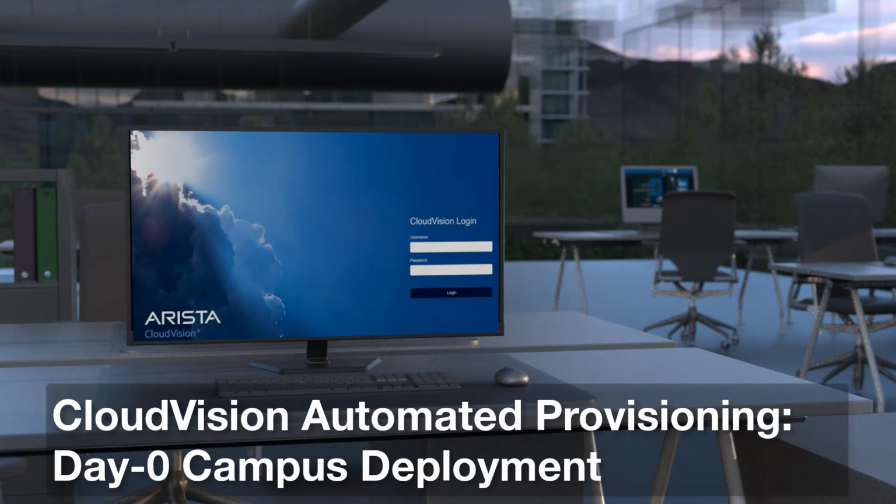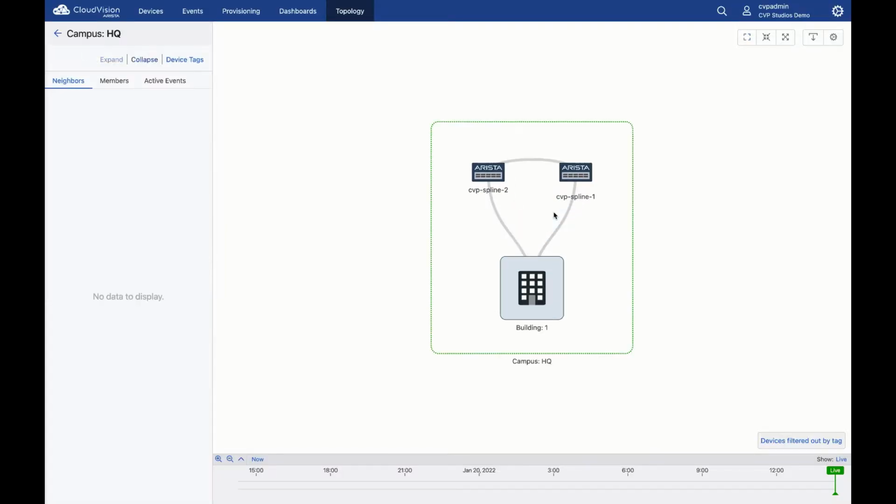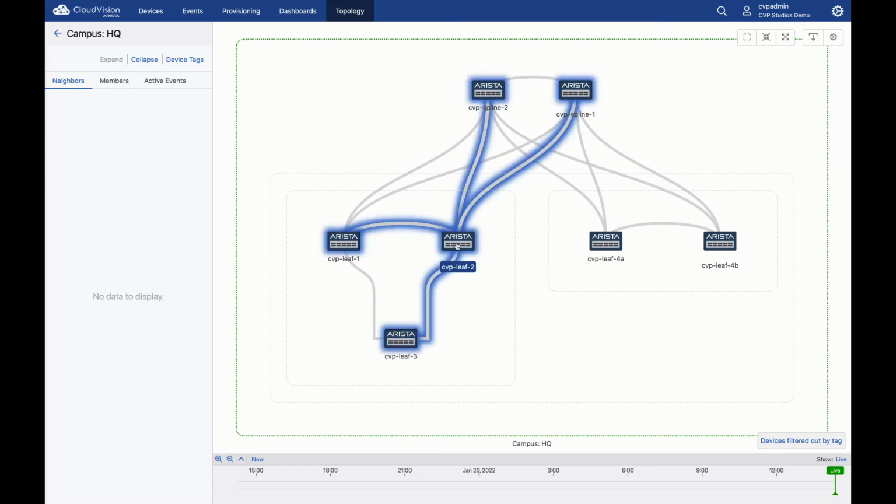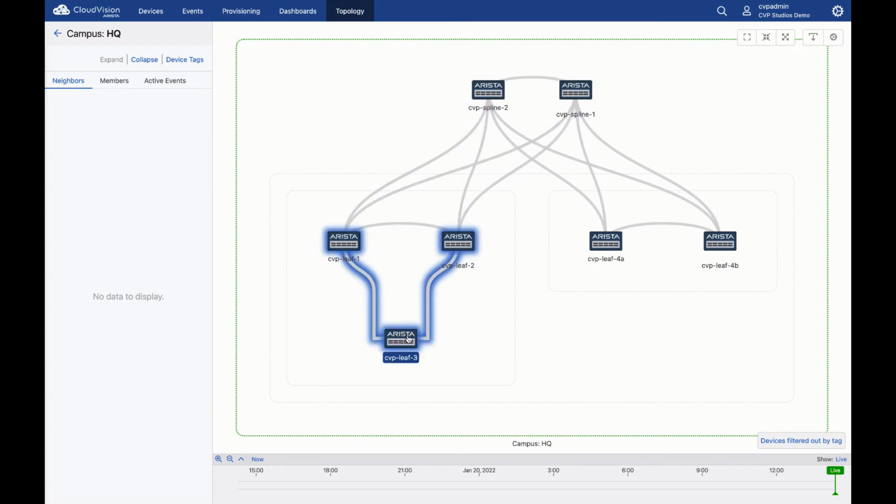In this video, we will go over Day 0 provisioning of a campus network. This is our lab topology with 2 splines and 5 leaves. We will provision and configure 2 splines and 3 of these leaves.